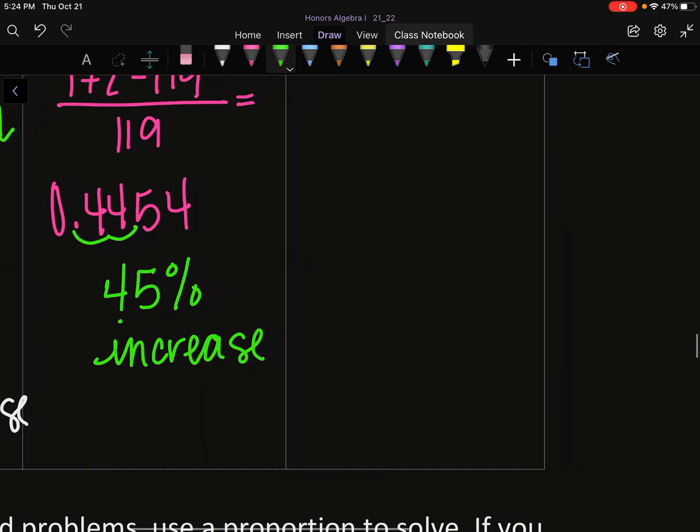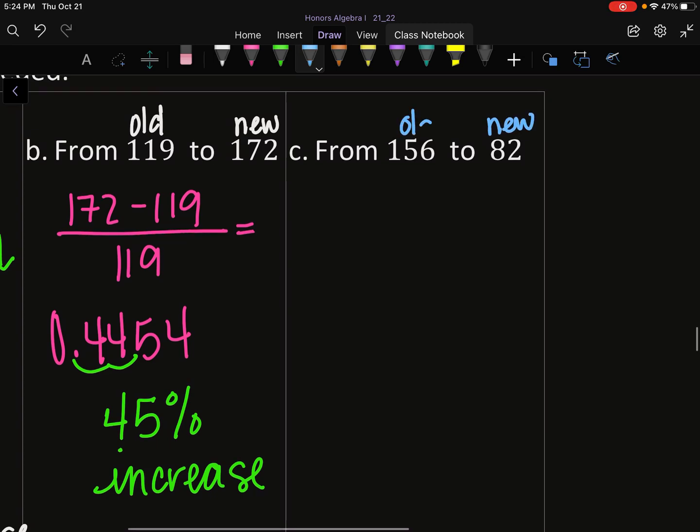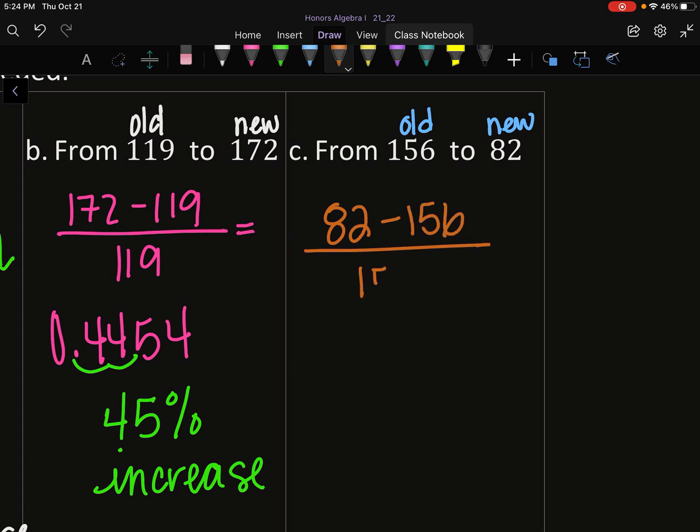All right. This last one here. So that really isn't that bad. It's just knowing that formula. I think it kind of has a ring: new minus old over old. So this is our new. This is our old. New minus old over old.